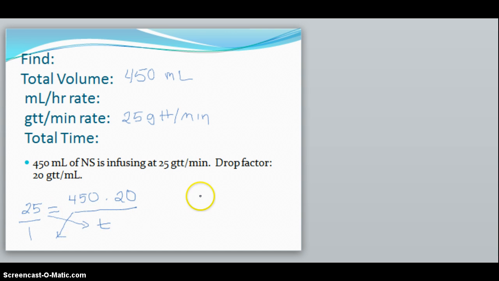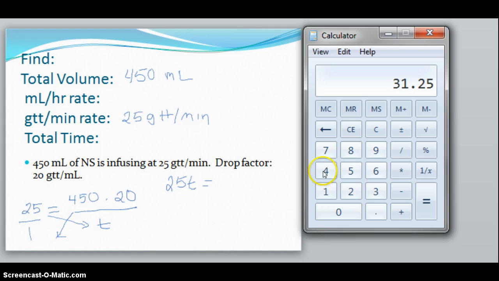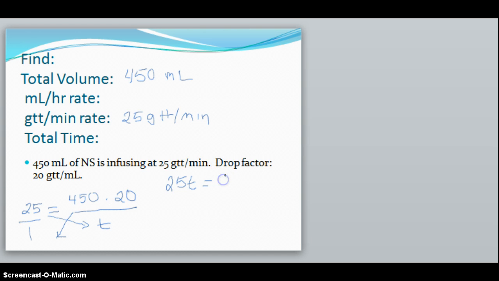So on this diagonal we get 25t equals, and so on this diagonal I have 1 times 450 times 20, so let me go to my calculator. 450 times 20 should give me 900, but just doing the math to show you, excuse me, 9,000. So equals 9,000.